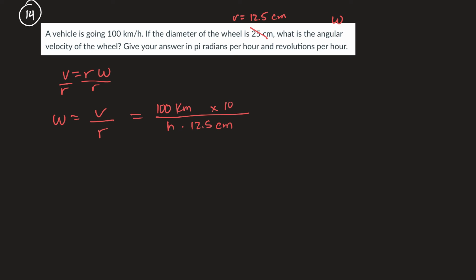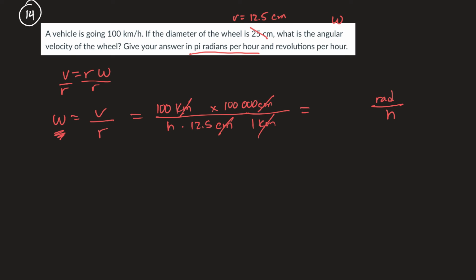So I know there's 100,000 centimeters in 1 kilometer. Notice I put the centimeters on the top, so those would cancel. These would cancel also. And so my answer here has no units, but I'm looking for angular velocity, so it'll be in radians per hour. What do they ask for? Oh, they want it in pi radians per hour.